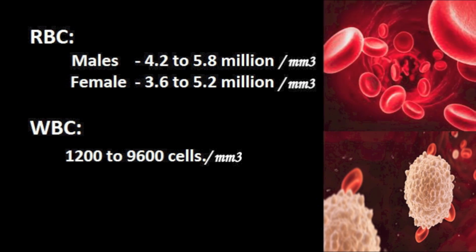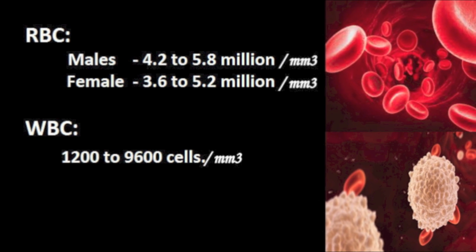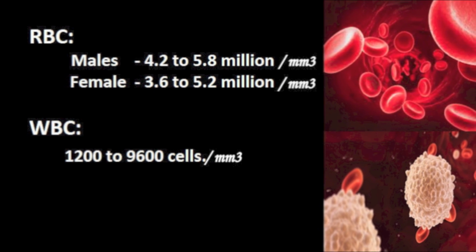Normally, RBC count in males is 4.2 to 5.8 million per millimeter cube, while in females it is 3.6 to 5.2 million per millimeter cube. WBC count is 1200 to 9600 cells per millimeter cube.